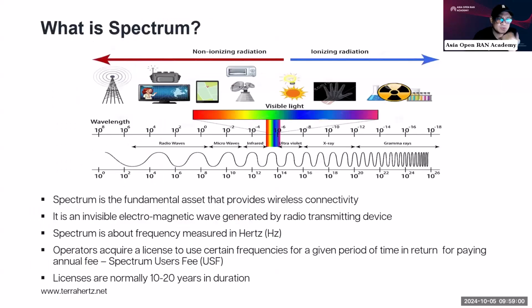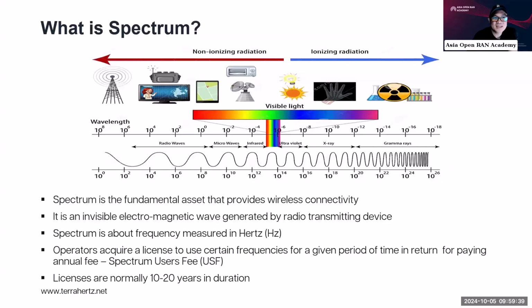Ano ba ang frequency? So, pinag-usapan natin ito sa radio access network that the spectrum is the fundamental asset that provides wireless connectivity. It's an invisible electromagnetic wave aside from the visible light, of course. It is measured in hertz. And then, ito yung ginagamit ng mga operator to have what we call wireless telecommunication services. So, ang ginagamit natin frequency is nandito, sa bandang to. Non-ionizing radiation. Huwag niyo na akong tanungin kung ito ay may effect or wala. Napag-usapan natin ito dati pa.